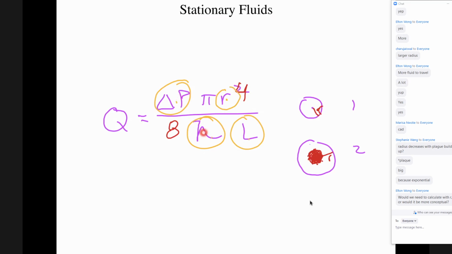But no way would they say, given this, this, this, and this, solve for this. MCAT's not about just crazy math. It's about comparisons.